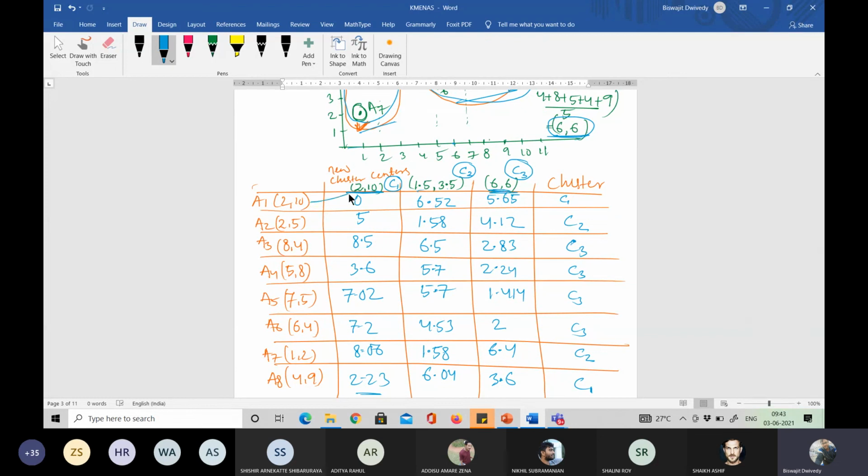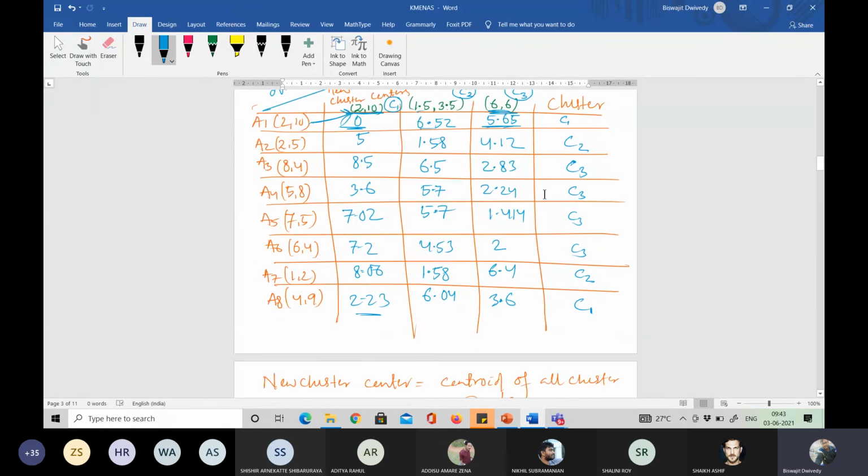Same thing, we'll be finding the Euclidean distance of all the data points. So the distance from 2, 10 to 2, 10 equals 0, and here the distance is 6.52, and here the distance is 5.65. Like that I have to find all the distances. Again, after finding all the distances, I have to check for the minimum distance, and based upon that I'll be assigning the clusters.